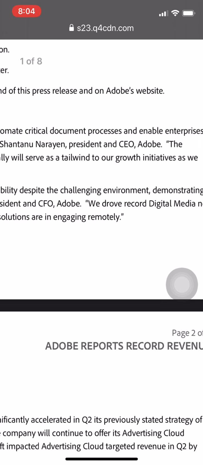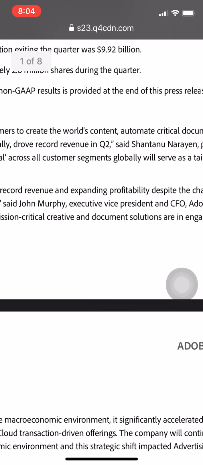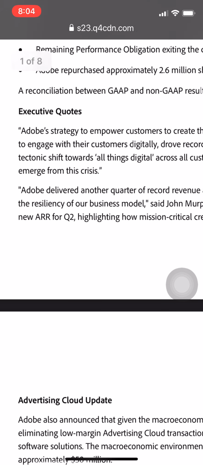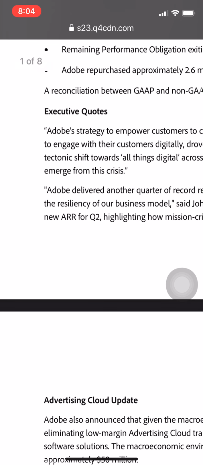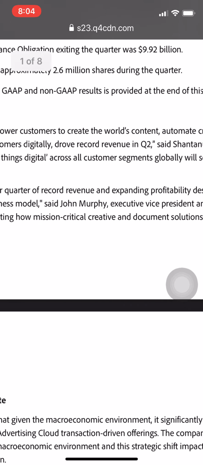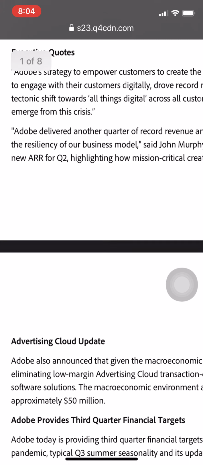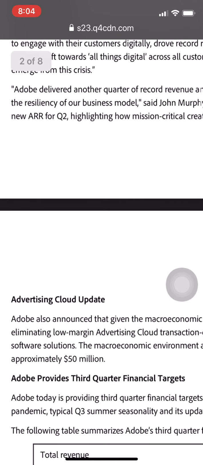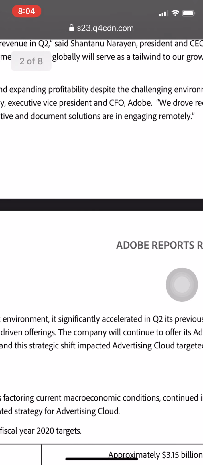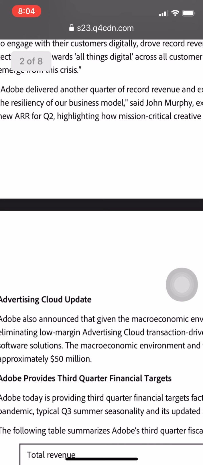And he also said that the tectonic shift towards all things digital across all customer segments globally well served as a tailwind to our growth initiatives as we emerge from this crisis. So good to see that Adobe benefited from the digital solution space. And taking a look at what the CFO said, Adobe delivered another quarter of record revenue and expanding profitability despite the challenging environment. So you can see that was from the CFO.